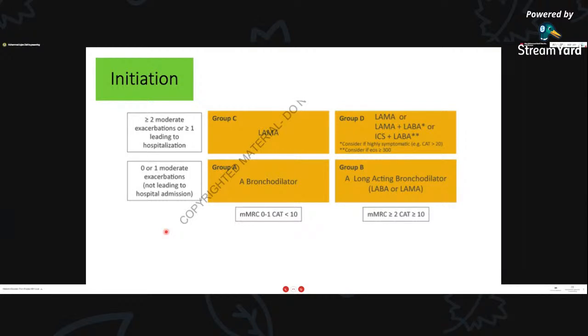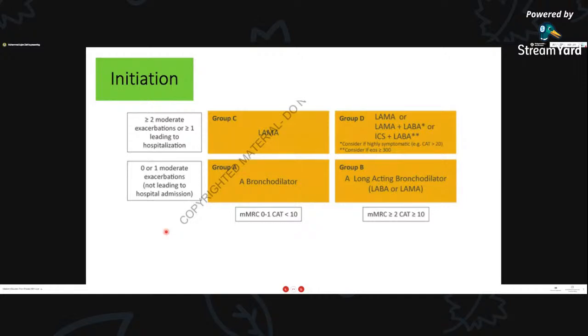Group C, LAMA, has a better effect in terms of reducing exacerbation as compared to LABA in a monotherapy setting. And for group D, we can consider combining, either LABA plus LAMA or ICS plus LABA. And then if still not improving, we will see later on what we're going to do. So these are the initiations.